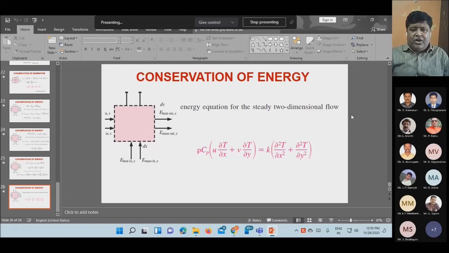So now we have almost done conservation of mass, conservation of momentum, and conservation of energy. These form the basis of the Navier-Stokes equation. The Navier-Stokes equation is one of the most important equations. As I already told you, it forms the basis of the coding of all the CFD codes.